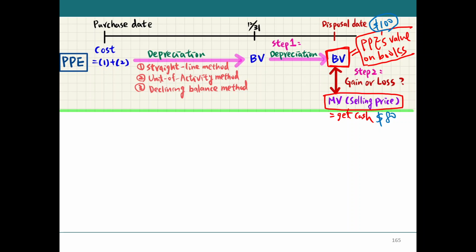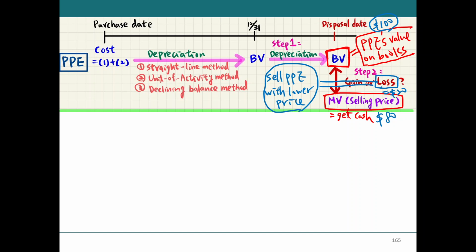Okay. So I know for this transaction is my loss $20. Okay. So what does it mean? PPE's value 100 and sell it with a low price. So it's my loss $20. So for this case, you sold PPE with low price. So this is your loss.